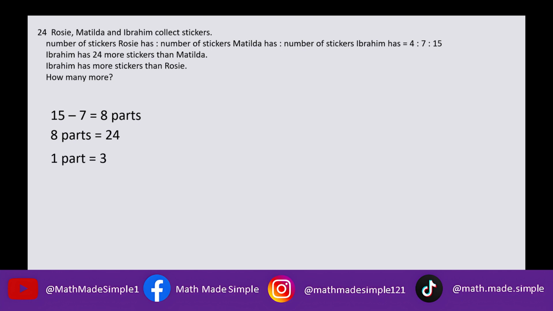And I have to find out how many parts more stickers he has than Rosie. So that's 11 parts. So 11 times 3 is 33, so he has 33 more stickers than Rosie.